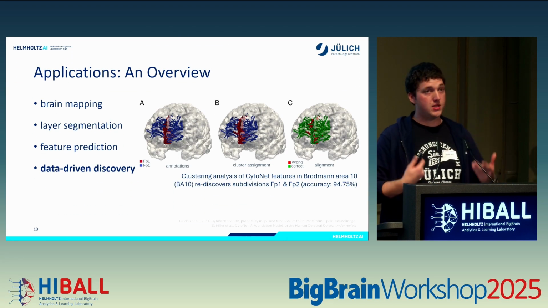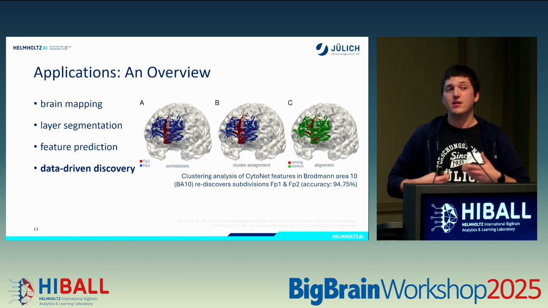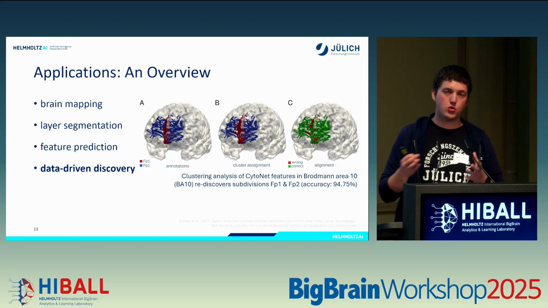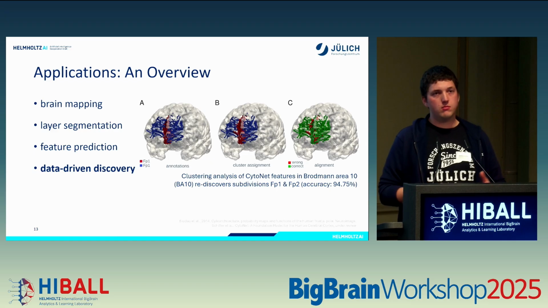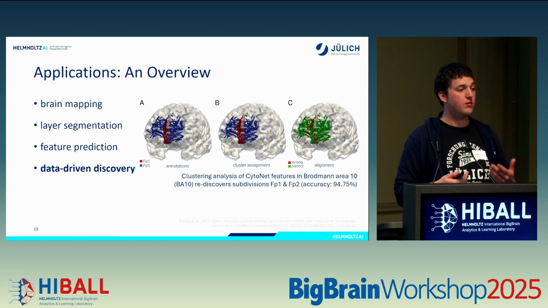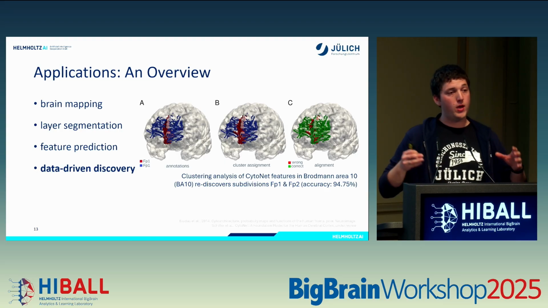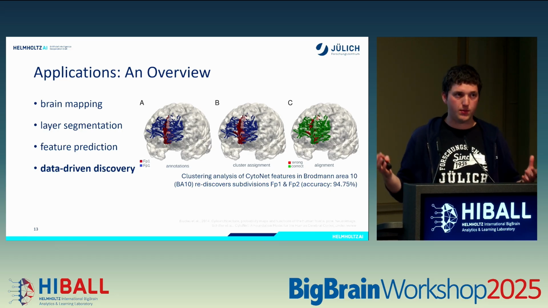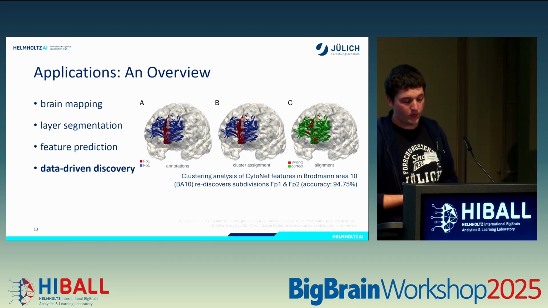Complementing the approach of brain mapping, so brain area classification, we also find that these features lend themselves nicely to data-driven discovery of brain areas. So assume that we don't know yet in a region whether this should be subdivided or not. We actually find that simple clustering, maybe even a little bit more sophisticated approaches, can help us to recover subdivisions in brain areas. And what we did here, for example, is that we took an area which we know had 2 subdivisions and checked whether CytoNet can recover the subdivision, and it actually does this with quite high accuracy, which is quite nice.